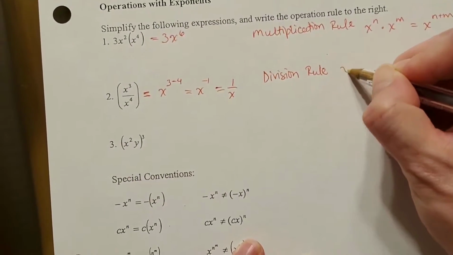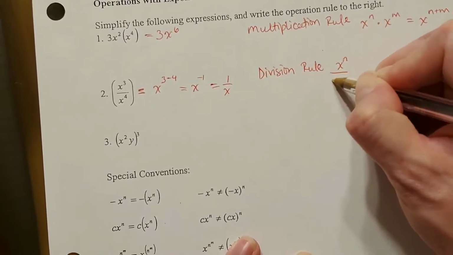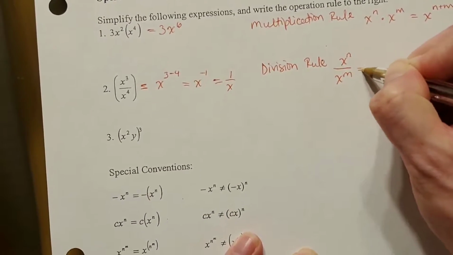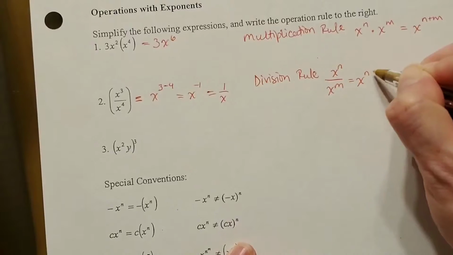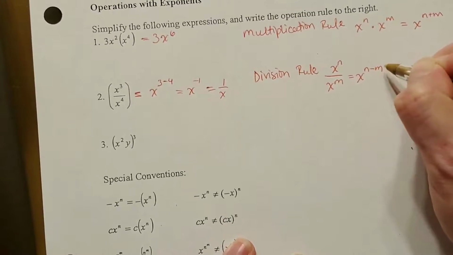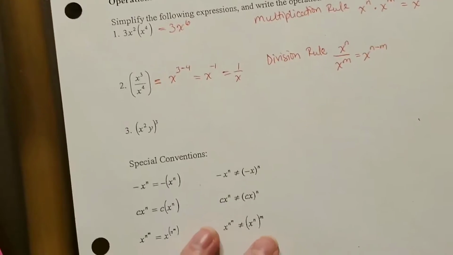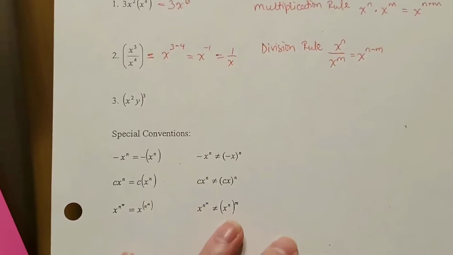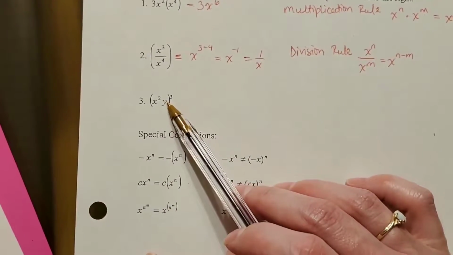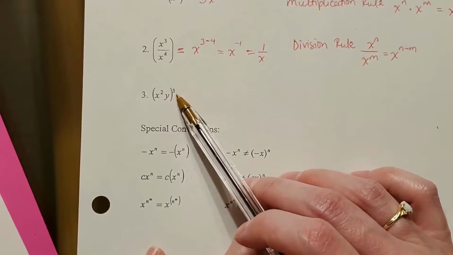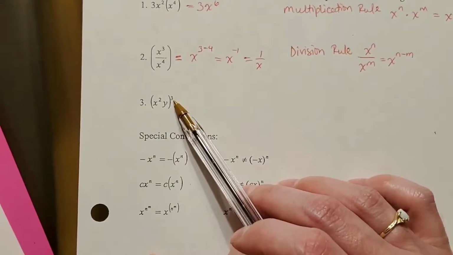And again, that says if we have x to the n over x to the m, we are going to subtract the numerator minus the denominator. Okay. All right, and then the third operation that we have x squared times y, and then everything's in parentheses cubed. So this is what we call our power rule.